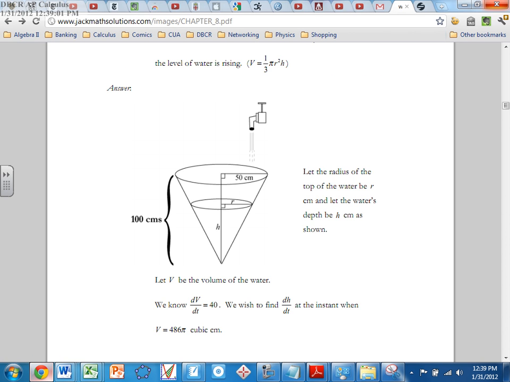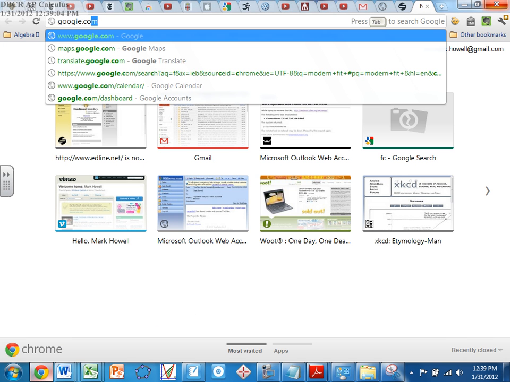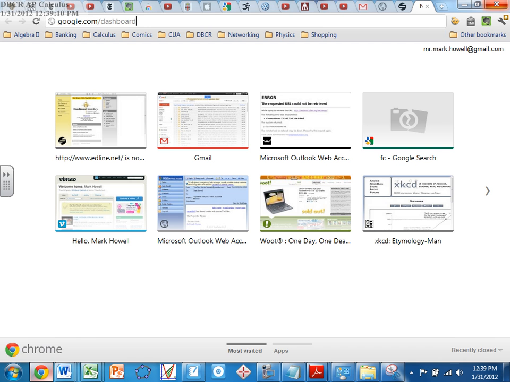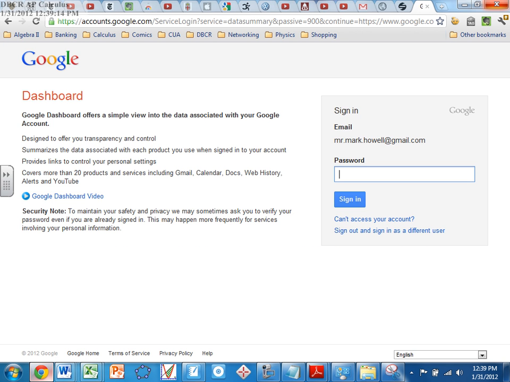If you go to google.com, but you don't go to Google and you type in slash dashboard, here's what it does for you. If you have a Google account, it will load once you log in.